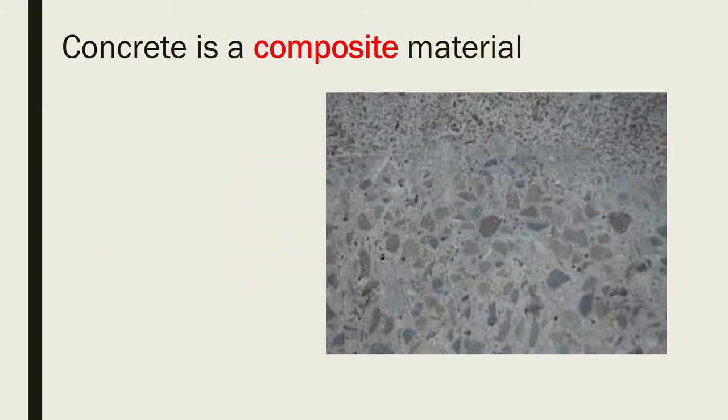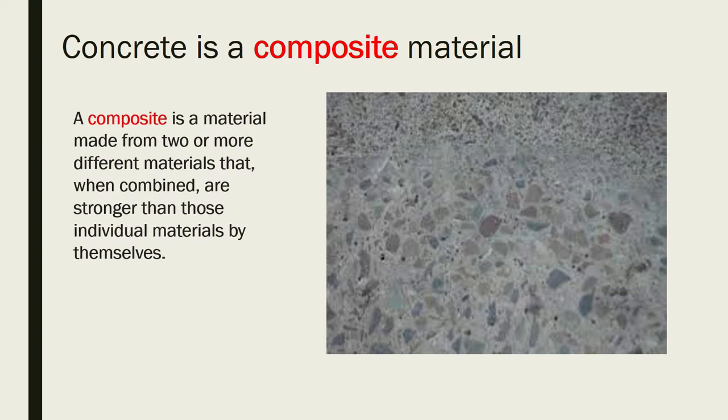If you have heard about the term composite material, then you might know that a composite material is made from two or more different materials which, when combined, are stronger than those individual materials by themselves. In a composite material, the properties of the individual materials don't change. All these materials combine and the new material has enhanced properties compared to its raw materials, just like in the case of concrete.